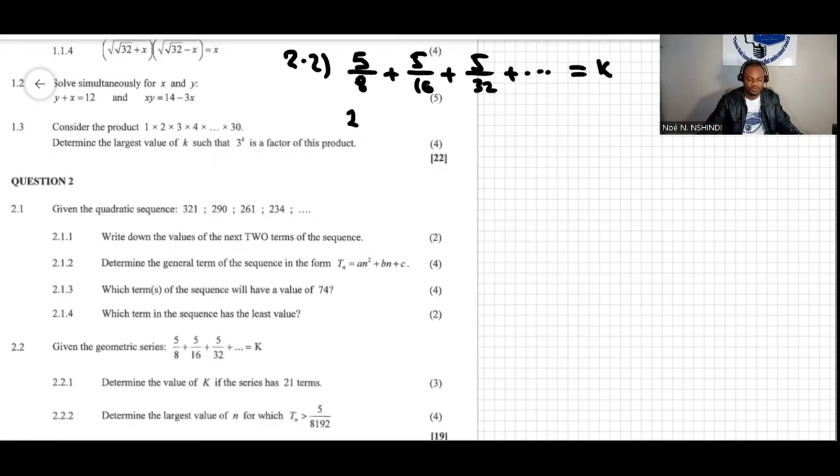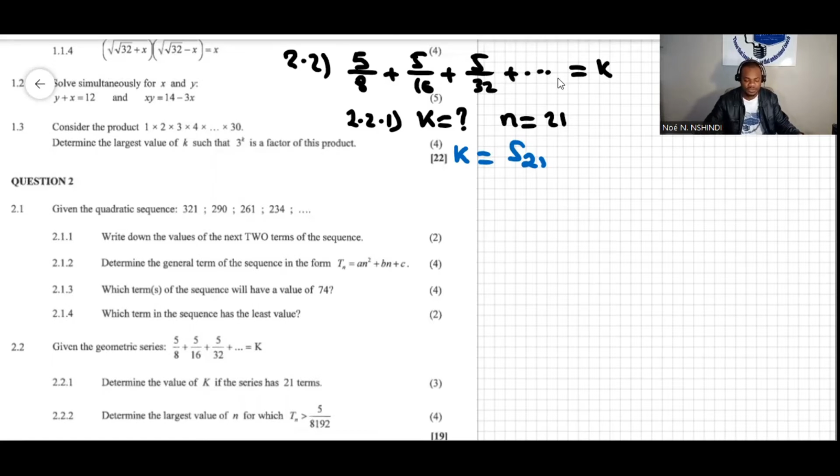Now, question 2.2.1. The question says determine the value of k if the series has 21 terms. Okay, so we're looking for k if n is equal to 21. n determines the number of terms. So basically, k over here is just equal to S21, meaning we're looking for the sum of these terms, 5/8 plus etc.